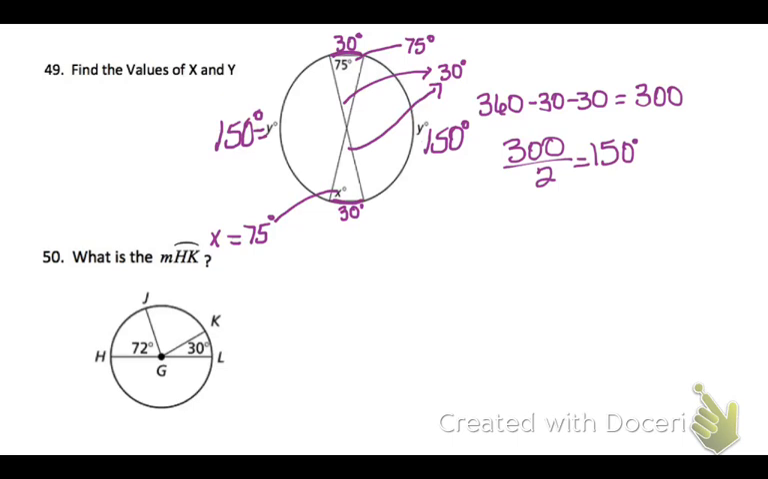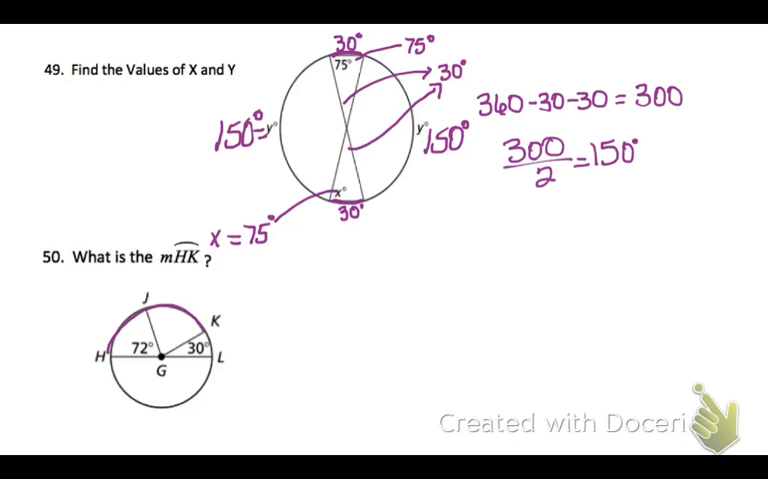And the very last problem. What is the measure of minor arc HK? So I'm going to draw this on there so you can see where it is. Well, I know part of HK, but I don't know the other. So I really need to find the measure of angle JGK.